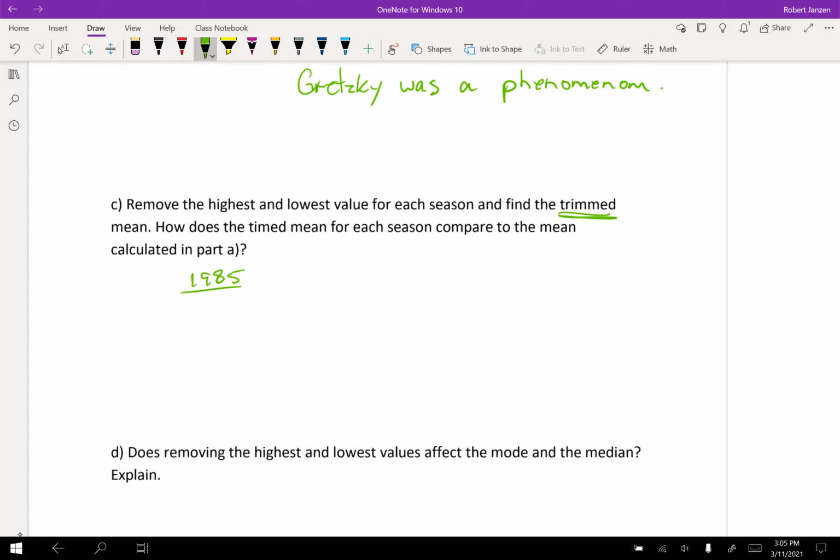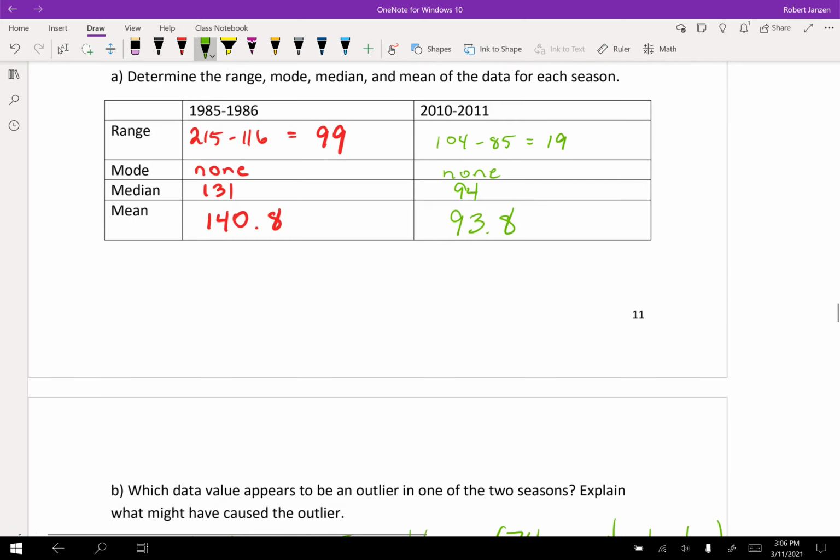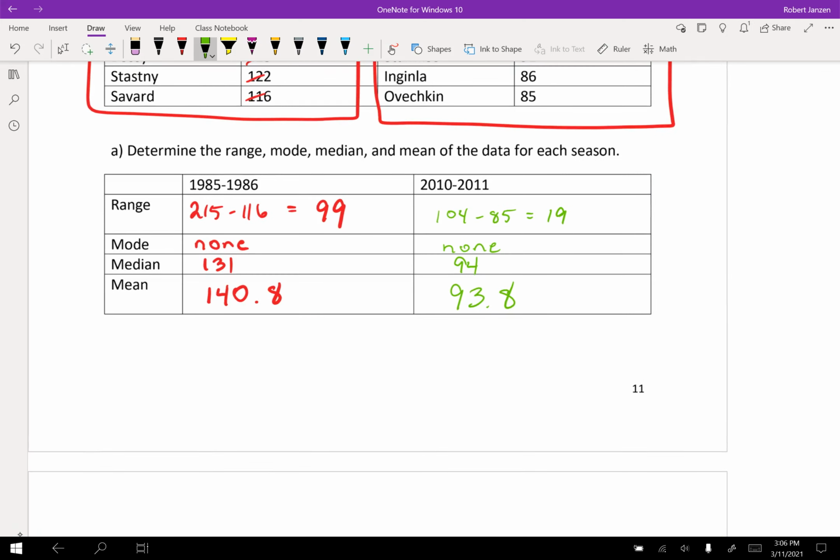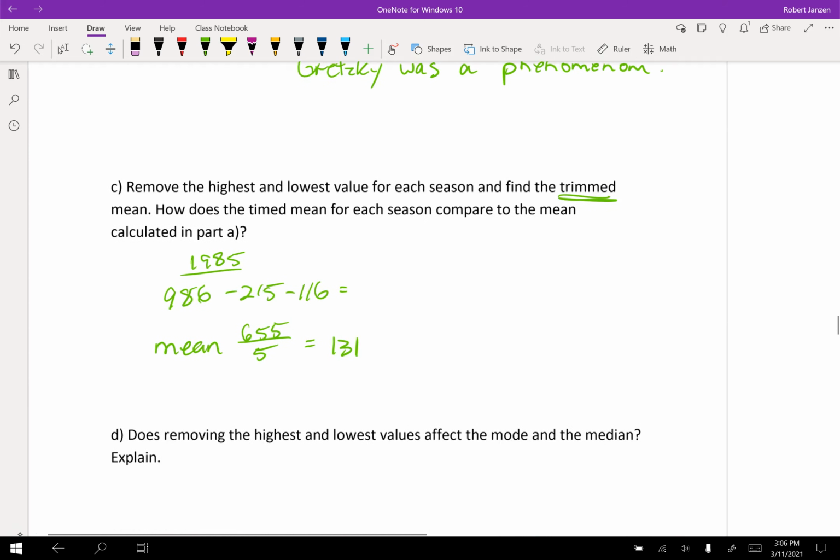So if we take away the highest, 986 is the total. If we take away the 215 and we take away the lowest one, which was 116, then we end up with a new mean. It's going to be 655 divided by 5, and you end up with 131. Let's look at whether that's any different than what it was. Well, you can see that the mean originally was 140. Okay, so that's changed quite a bit. Let's look at the other example.